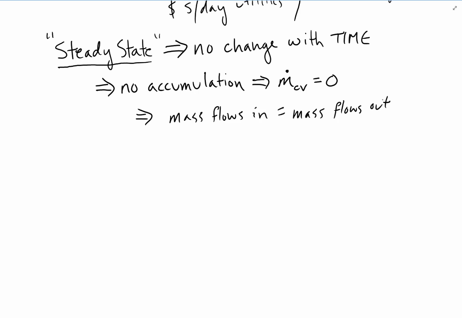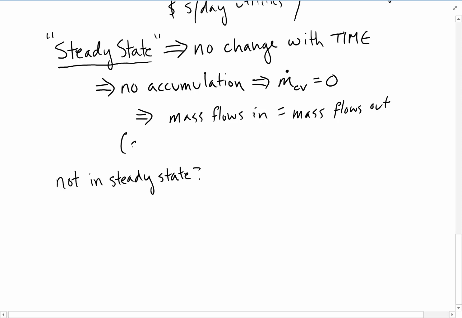Now, what if we're not in steady state? And by the way, we're almost always in steady state in thermodynamics. Most systems that have stuff flowing through them are flowing through continuously.